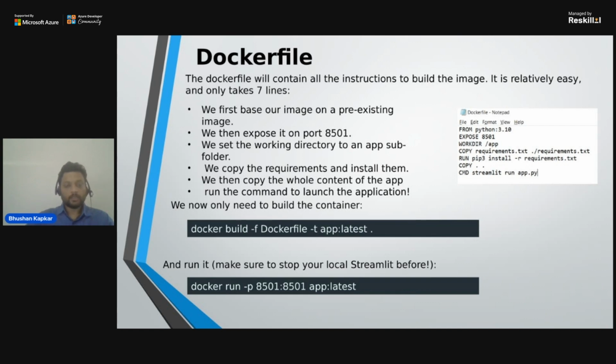As we have exposed our 8501 port, that's why we run this particular image with docker run, mapping port 8501 and the app with latest as the tag. That's how we make sure that our app is up and running with the help of localhost:8501. Whatever app you have built, you will be able to make sure that it's up and running. That's how we build the entire Docker image for it.